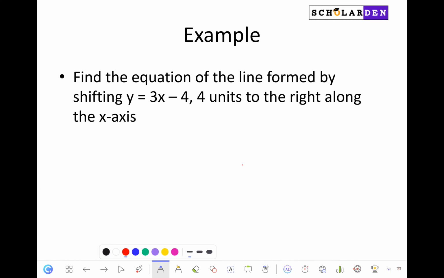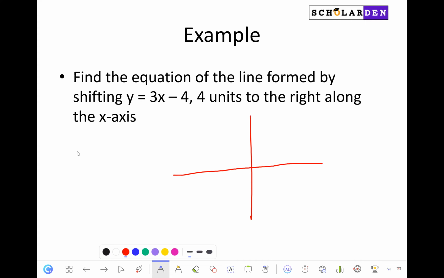Find the equation of a line formed by shifting y is equal to 3x minus 4 units to the right along the x-axis. The reason I have not shown the options over here is because we want to solve this really quickly. And how do we do that?